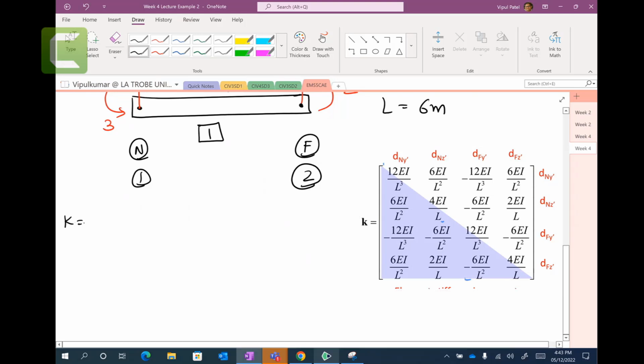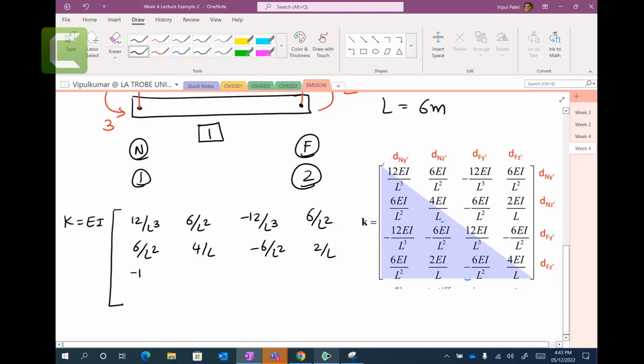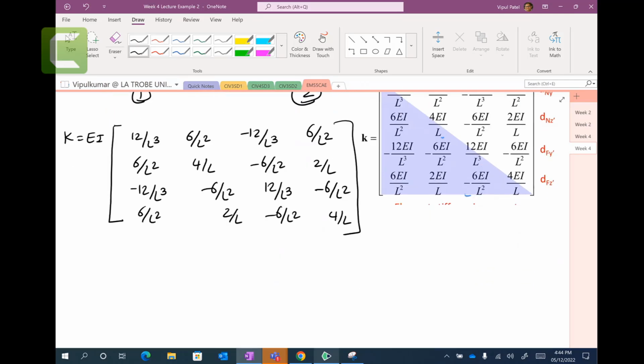So again, K equal to EI. Let me put the EI outside. 12 on L cubed, 6 on L square, minus 12 on L cubed, 6 on L square; 6 on L square, 4 on L, minus 6 on L square, 2 on L; minus 12 on L cubed, minus 6 on L square, 12 on L cubed, minus 6 on L square; 6 on L square, 2 on L, minus 6 on L square, 4 on L. So now let's crack this.